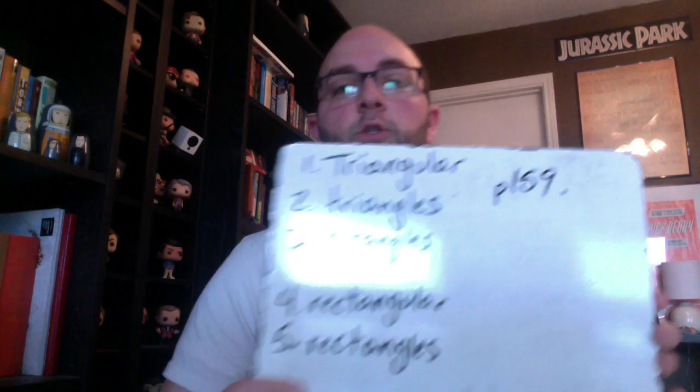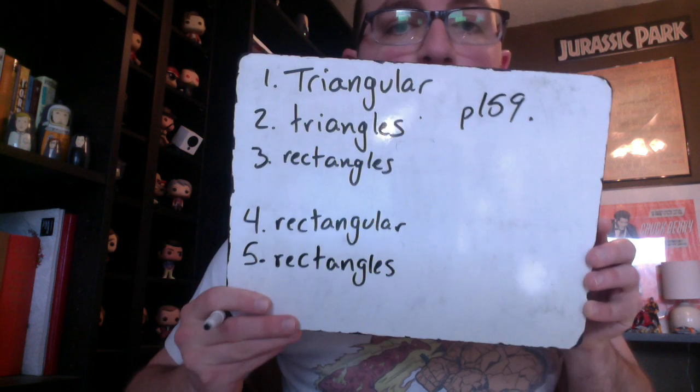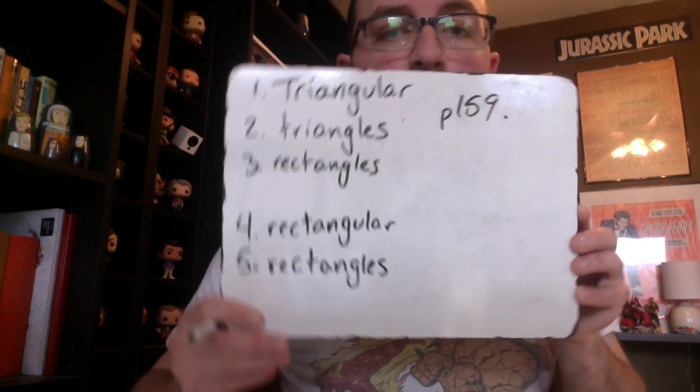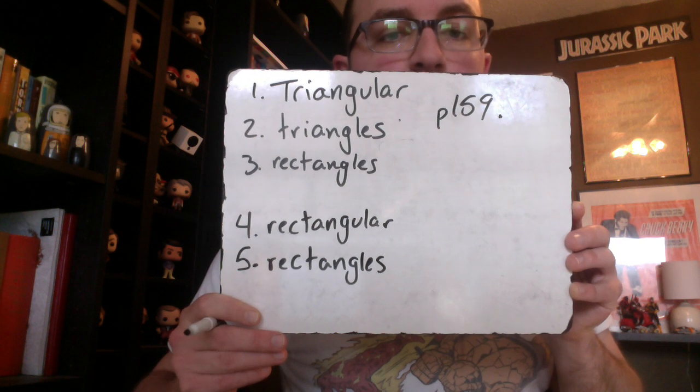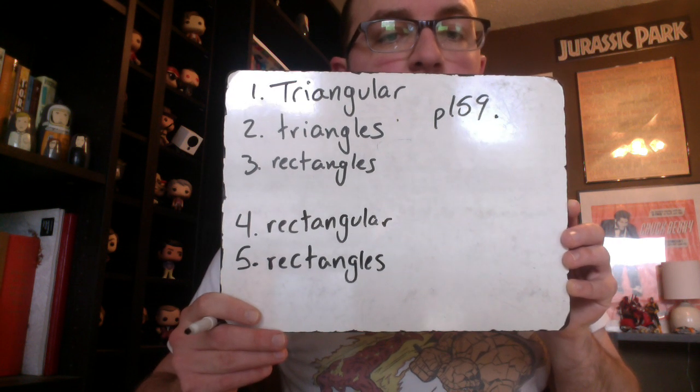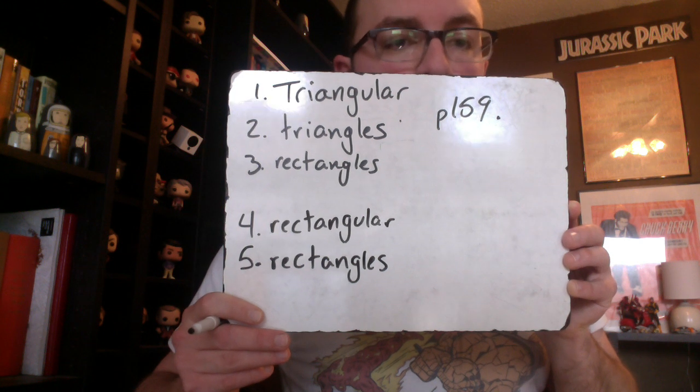Okay, so for page 159, a little bit of a glare, there we go. Page 159, number 1, triangular. Number 2, triangles. Number 3, rectangles. Number 4, rectangular. Number 5, rectangles. All right, let's move on to the next page.